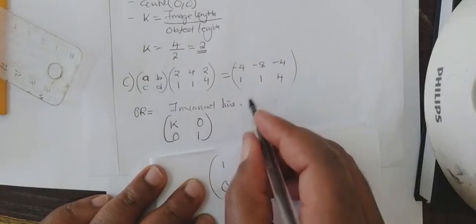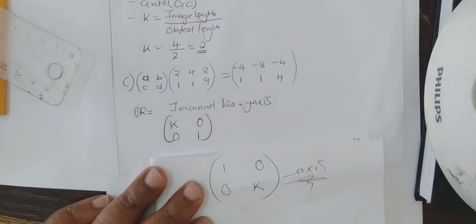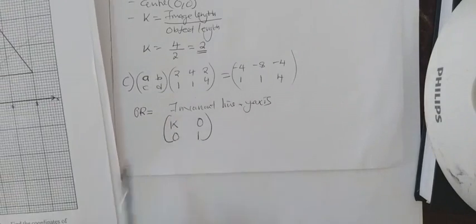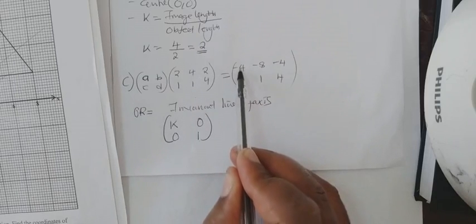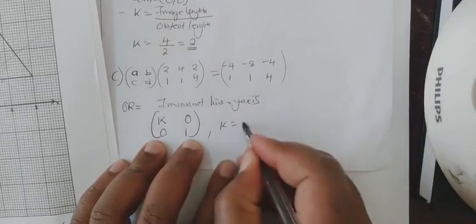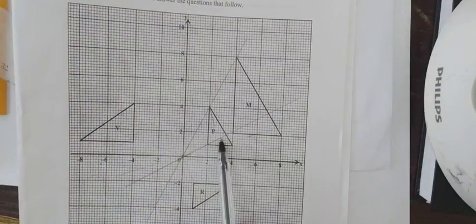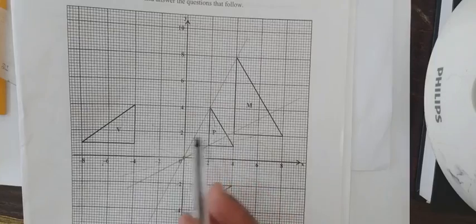The invariant line here is, take note, the y-axis. So now we know that the invariant line is the y-axis. The only thing that we need to find is the scale factor. How are you going to do it? You can just look at this number and this one. To find k, I can just say negative 4 divided by 2. What do I get? Negative 2. Or you can get the area of this one divided by the area of this one. That will be your stretch factor. But because you are pulling it this side, it will be negative.